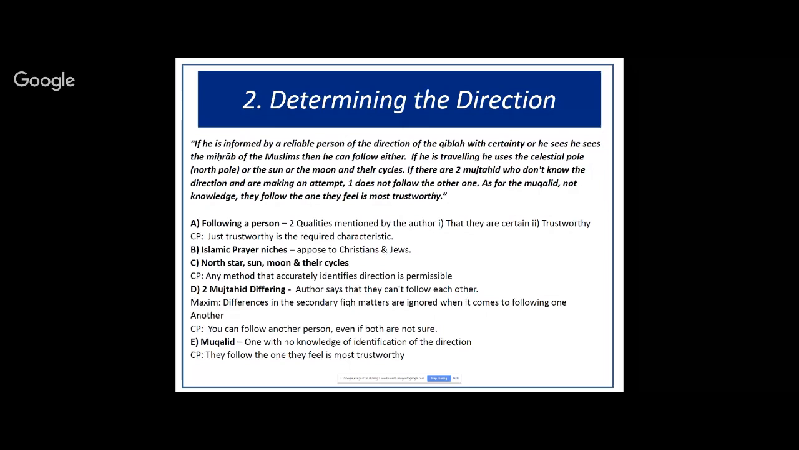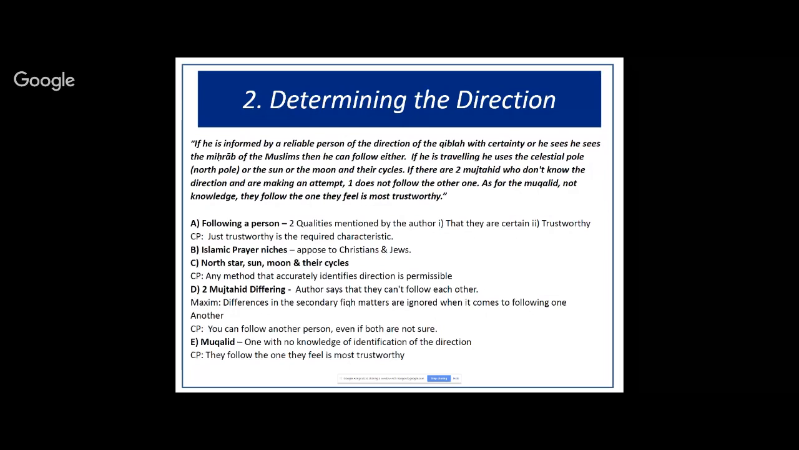Okay, the fourth scenario might be where two mujtahids are differing. A mujtahid here, we're talking about the linguistic meaning, where someone jahada, is striving or putting in effort. We're not talking about the scholarly level of mujtahid. We're just talking about the linguistic meaning: someone who knows how to identify where the Qibla is. They know maybe the North Star, the sun and the moon, and their cycles. So they're putting in effort, a juhd, to identify where the Qibla is.